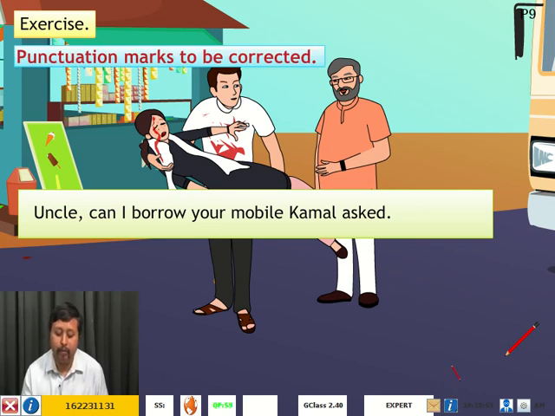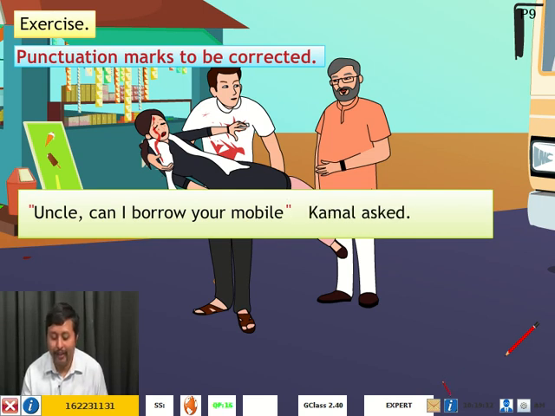Okay, uncle, can I borrow your mobile? Mala asked, and we have a punctuation mark to be corrected here. Uncle, can I borrow your mobile? Asked, Kamal asked. So what is the punctuation mark?